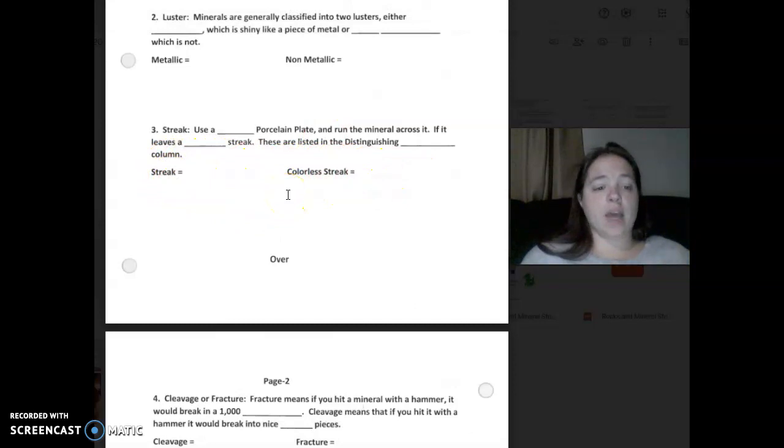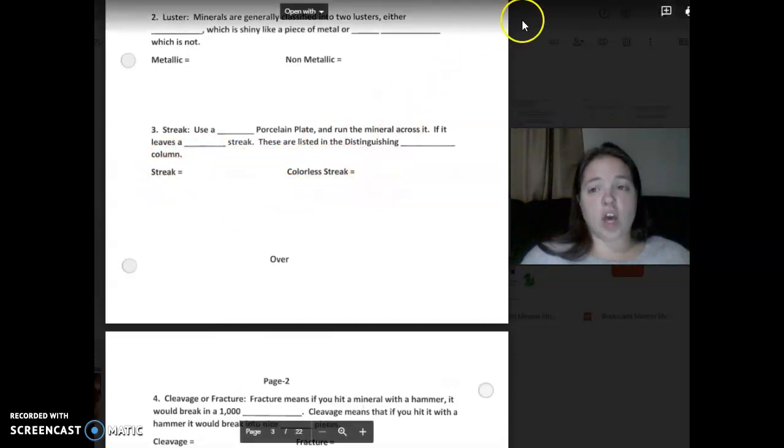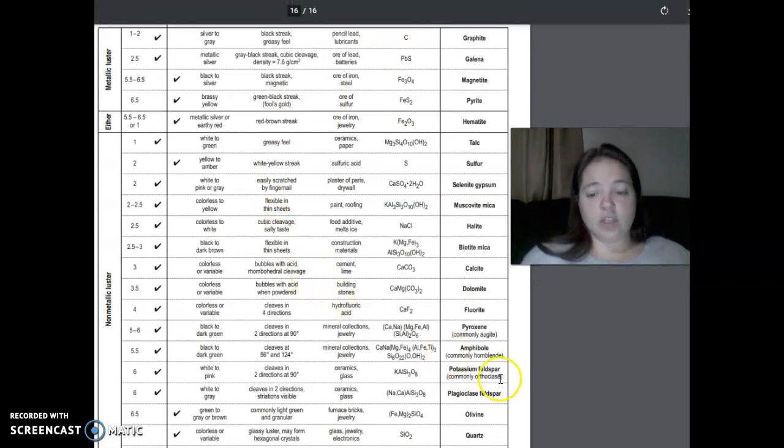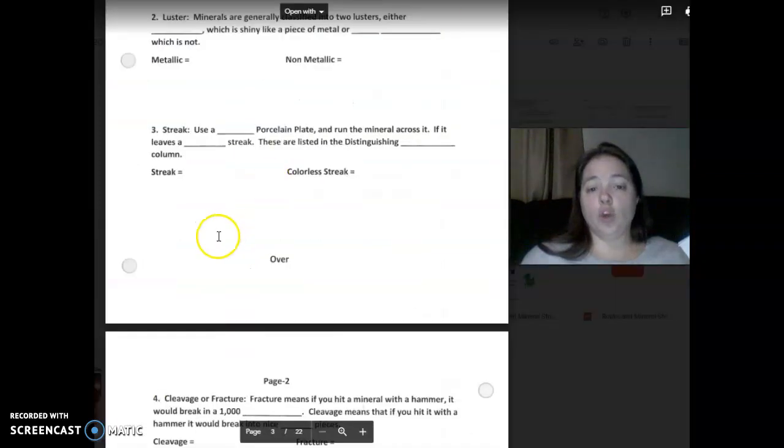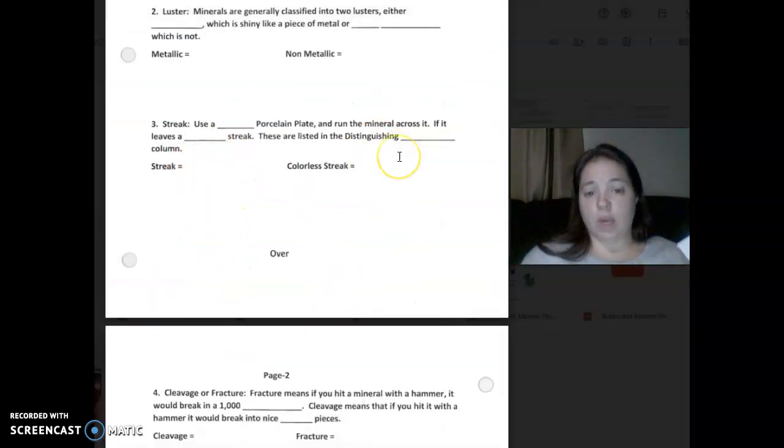So looking at the ones that have a streak and the ones that have colorless, I think there's going to be less colorless. So olivine, definitely colorless. Potassium feldspar is colorless. Calcite is colorless. Biotite mica is colorless. Halite, colorless. Selenite, colorless. Talc, colorless. Sulfur would be color. And then these two are both going to be color. So graphite, galena, and sulfur would be your streak, and all the rest would be colorless.